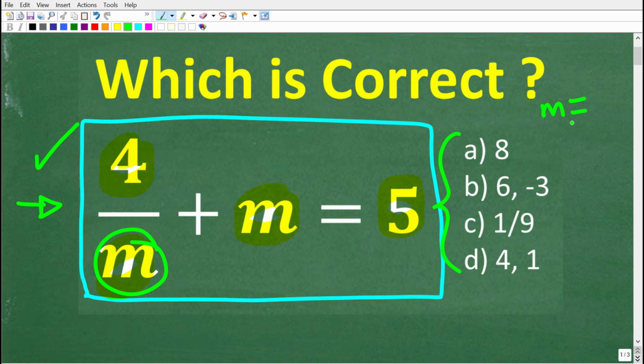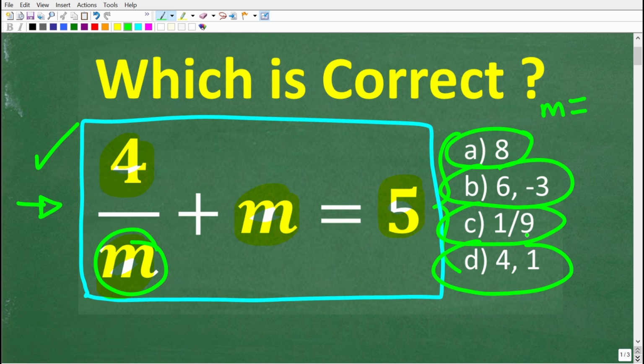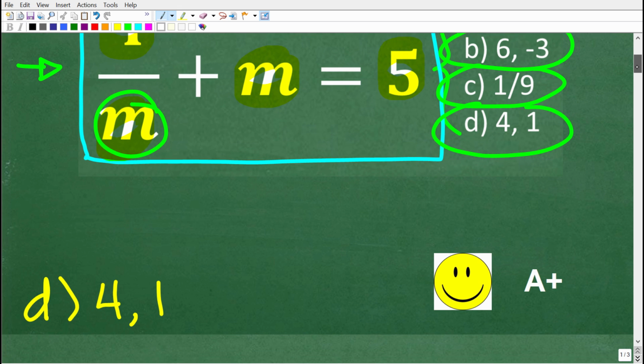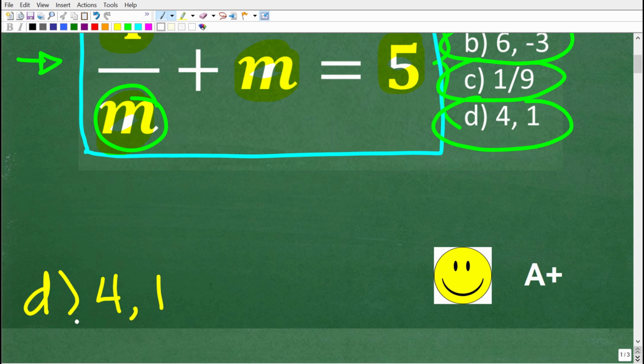So m is equal to a, which is 8, b, which is 6 and negative 3, c, which is 1/9, and d, which is 4 and 1. All right, so let's take a look at the solution. The correct answer here is m is equal to d, which is 4 and 1.